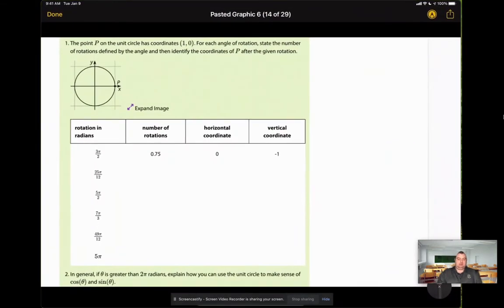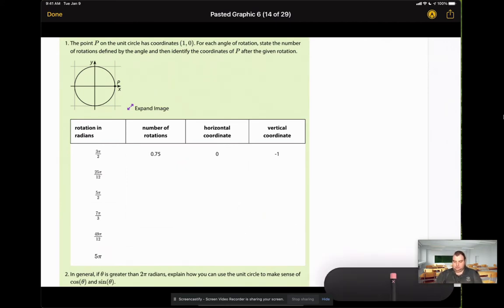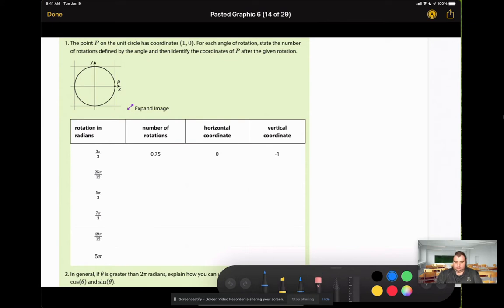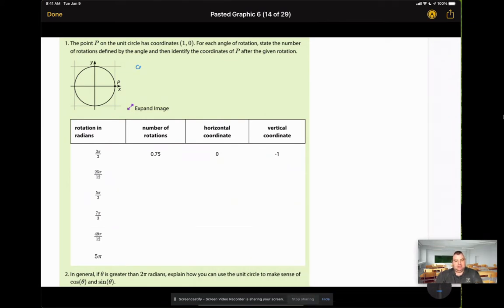So to figure out the number of rotations, all I'm going to do is take the angle and divide it by 2 pi. So if I want to figure out the number of rotations, I'm going to take the angle and divide it by 2 pi, since each full rotation is 2 pi.